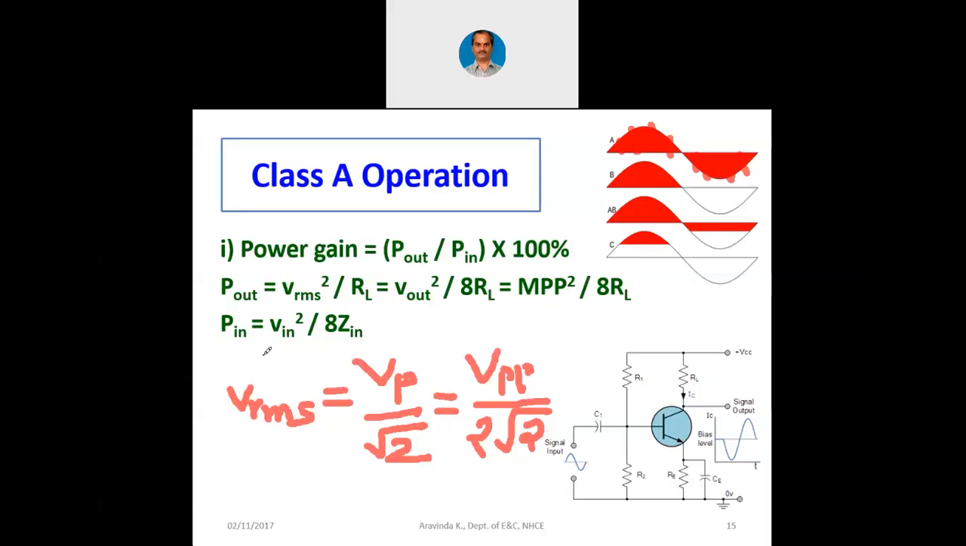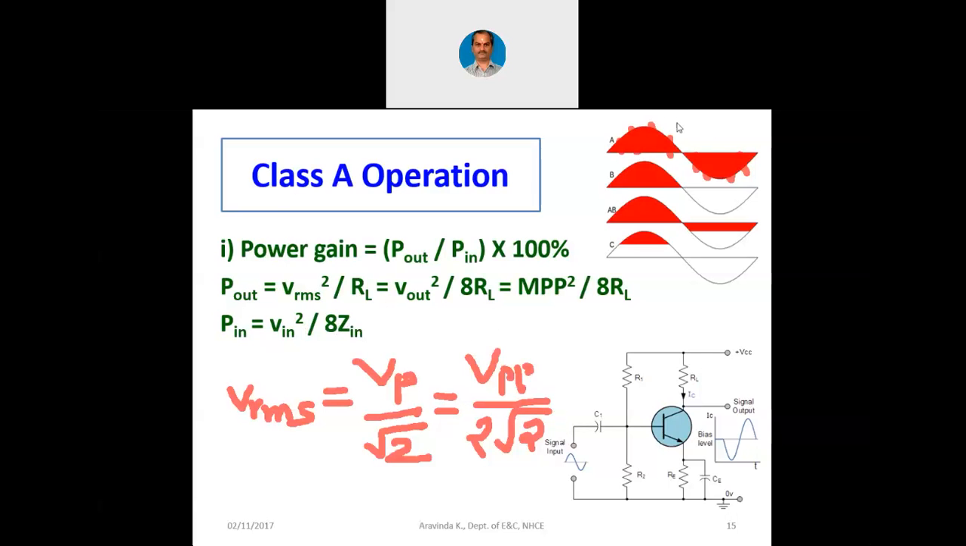Now coming to the input power, it is nothing but V in squared divided by 8 into Z in. Again, P in is V in squared divided by the load there, right? V in squared divided by 8. Why? Again, at the input also we have to take the RMS. Input is also an AC wave, right? So ultimately it becomes V in squared divided by 8. We did not worry about the RMS condition at the input, but at the input also RMS has to be considered. That way it is V in squared divided by 8 and divided by Z in. That Z in is the input impedance of the amplifier.